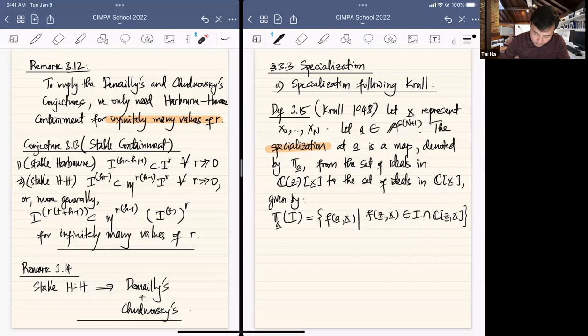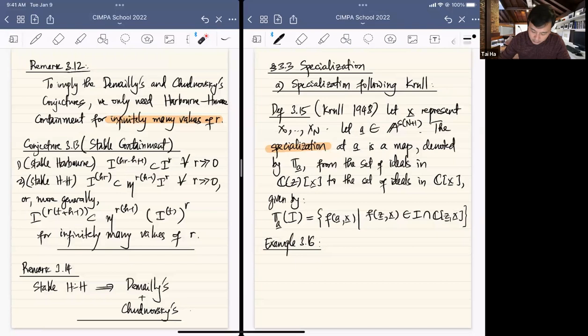And again, this example also exhibits one fact: specialization is not as simple as just specializing a collection of generators, because this is a map on the ideal. You can't just say that if the ideal is generated by a bunch of polynomials in the variable X with rational coefficients in Z, then I can just specialize A for Z, and then I get the specialization of the ideal. That's not true. And an example is the following.